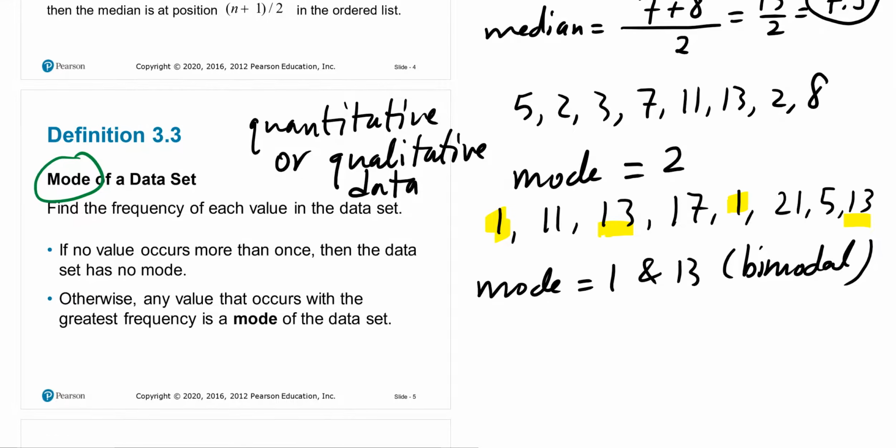We can also calculate the mode for qualitative data, and I'll show an example later on.